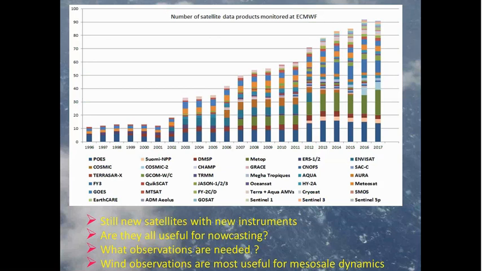So you should ask again the question: what observations are really most crucial or needed to give me the information whether forecasts are correct or not? And that of course depends on the type of advice that you give. What we can say is that wind observations are most useful for mesoscale dynamics. So if we look at small-scale evolution, then wind information is very important for the evolution of these small scales. So then we come to the usefulness of scatterometer data too, of course.